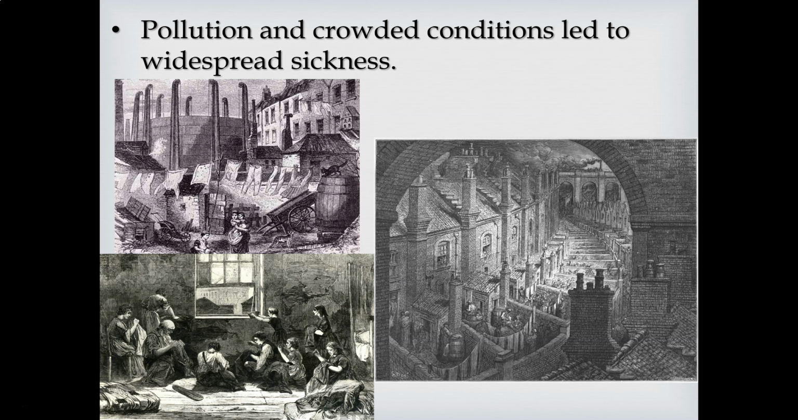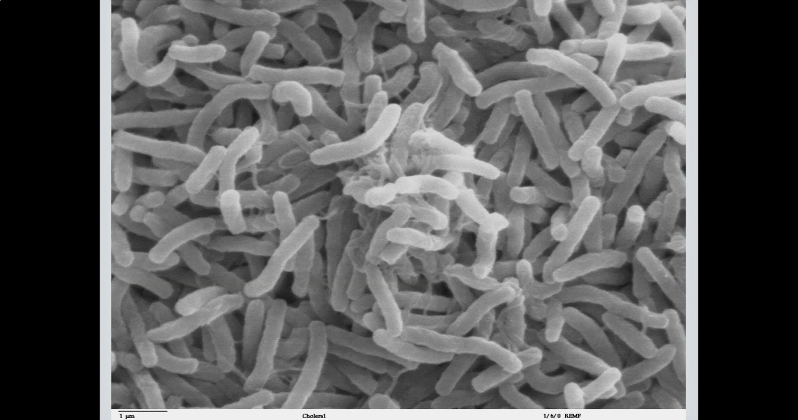So life expectancy was much, much lower back then. One killer in particular was cholera. And cholera is basically an infection of your intestines, and it leads to diarrhea and vomiting and severe dehydration to the point where eventually you can perish from this.